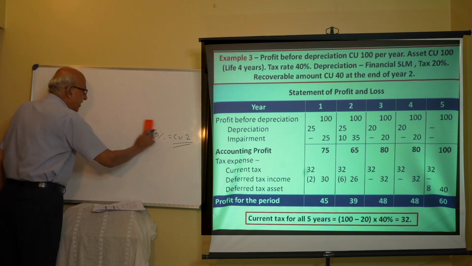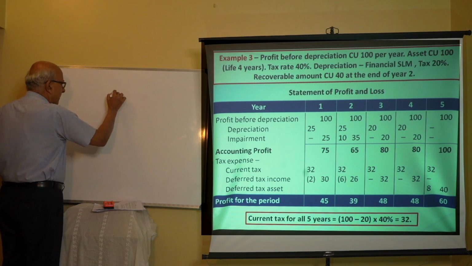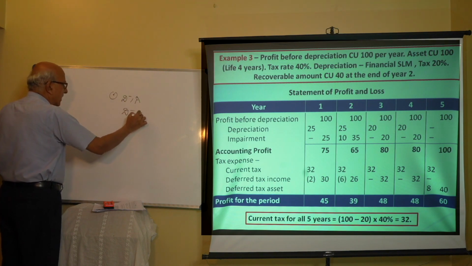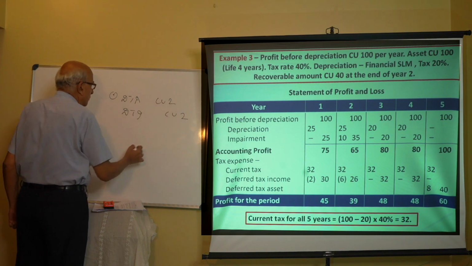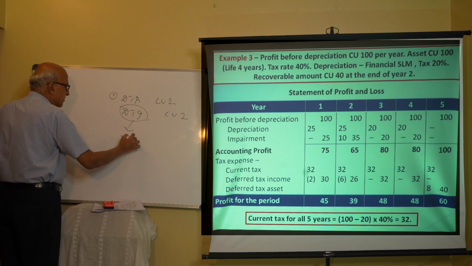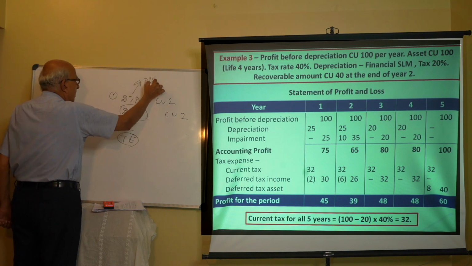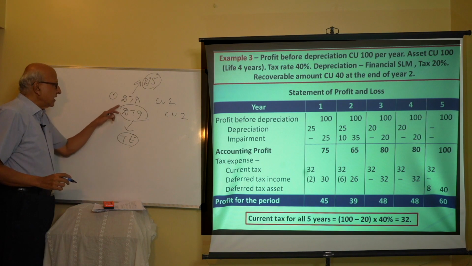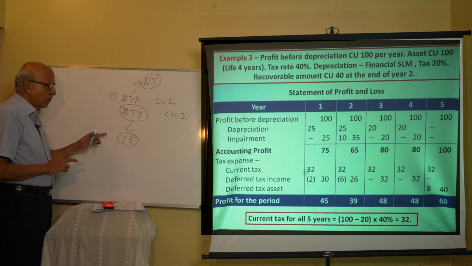What is the entry? Deferred tax asset to deferred tax income. How much? CU2, CU2. This will go where? Tax expense. And this is carried forward to the balance sheet. In the balance sheet at the end of year 1, there will be a deferred tax item of CU2.